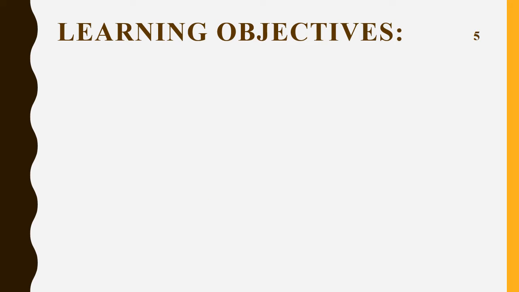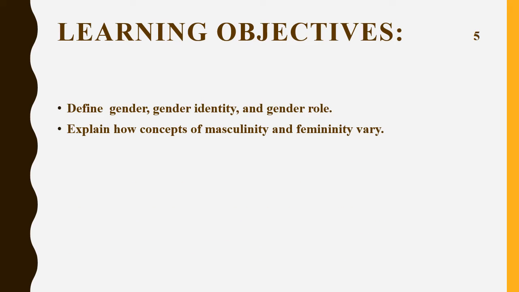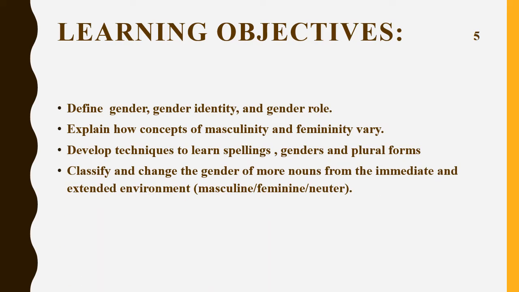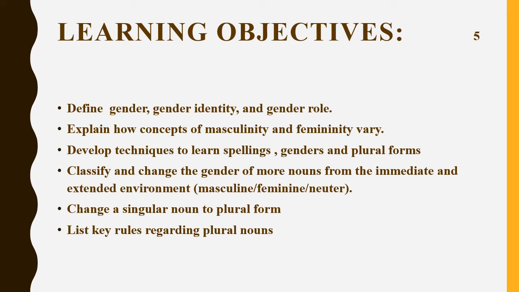Learning objectives of today's lesson are: define gender, gender identity, and gender role. Explain how concepts of masculinity and femininity vary. Develop techniques to learn spellings, genders, and plural forms. Classify and change the gender of more nouns from the immediate and extended environment: masculine, feminine, neuter. Change a singular noun to plural form. List key rules regarding plural nouns.